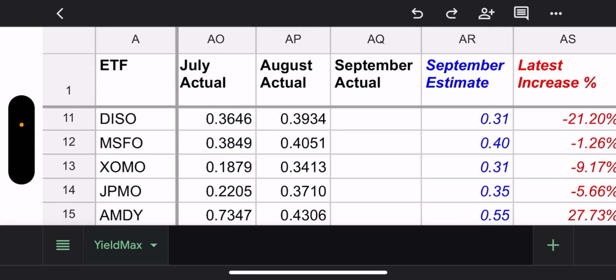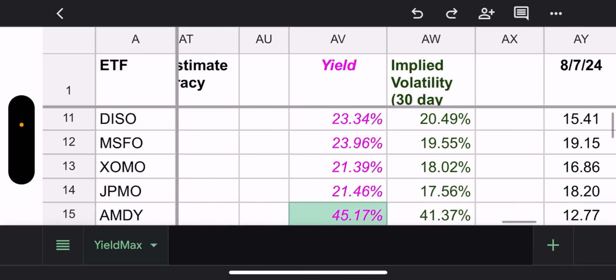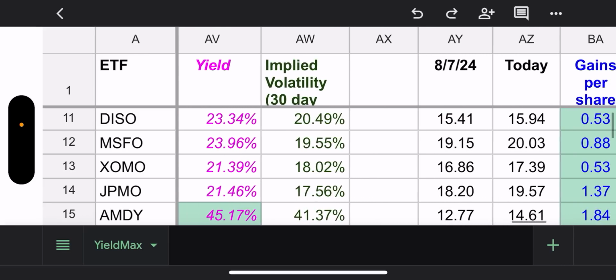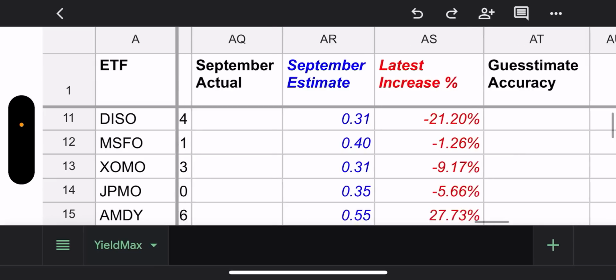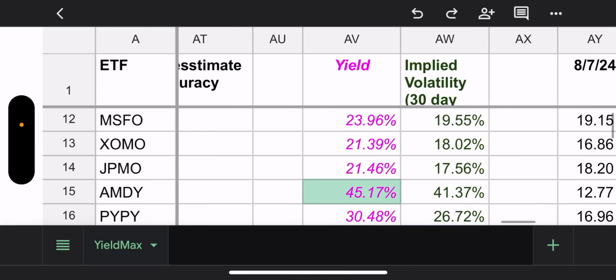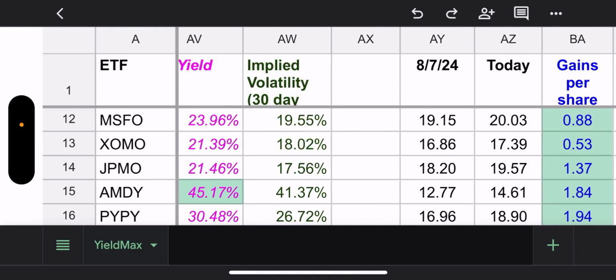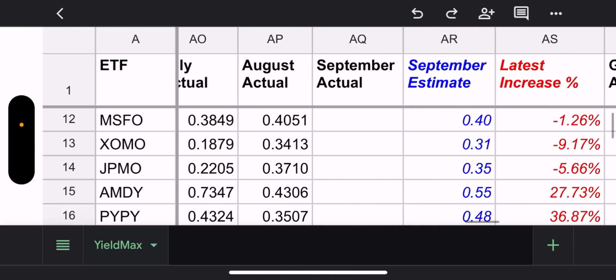Disso, 39 cents last month. I think they're going to pay 31 cents. That's a decrease. But it's a yield close to their IV, and they did have 53 cent gains per share. MSFO paid 40 cents last month. I'm going to give them the same exact amount for the most part, which is a yield of 23%, which is above their IV. They had gains of 88 cents per share.